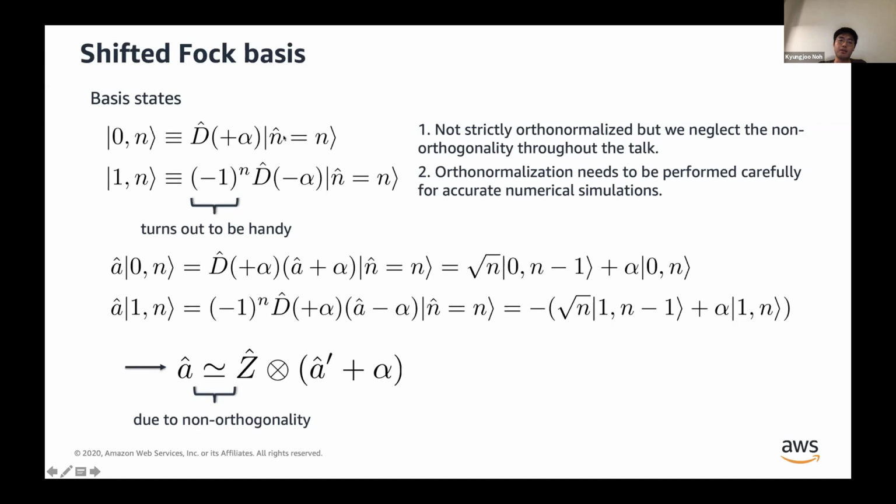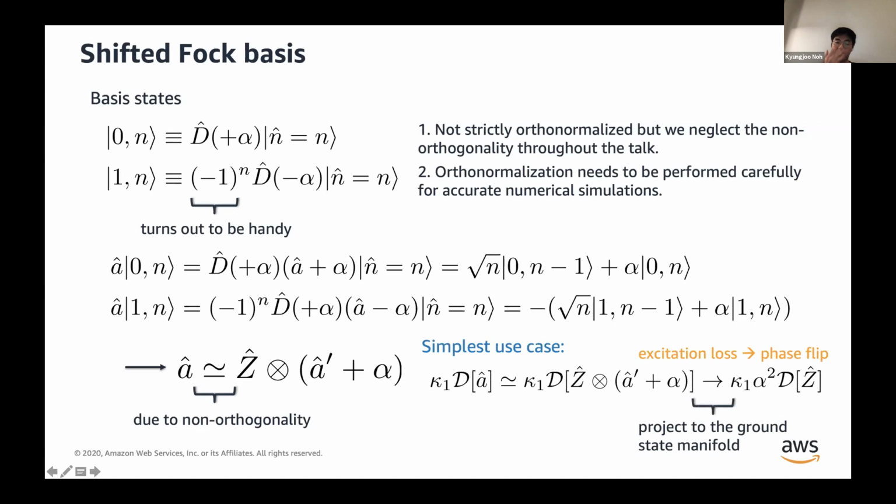And also I should note that plus minus alpha coherent states are not exactly orthogonal to each other. So in practice, when we simulate the cat qubit using the shifted Fock basis, we should really carefully take into account those non-orthogonality issues. But in terms of using the shifted Fock basis to have some conceptual understanding of the cat qubit, and especially if we only want to focus on getting the dominant Z error rates correctly, that's not really needed. So we ignore those exponentially small corrections, and we're going to be mostly working with this approximate expression for the purpose of this talk.